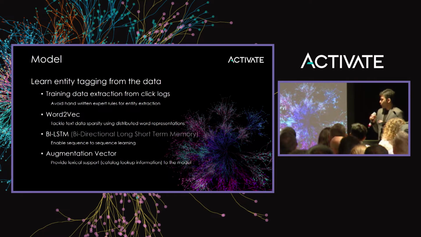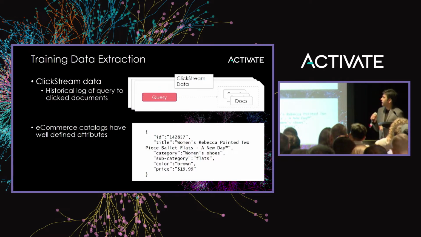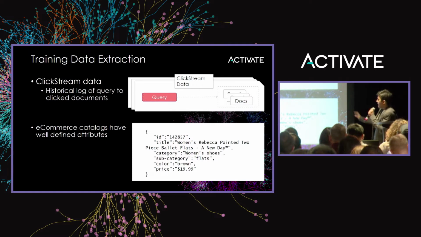This is to provide lexical support to the model based upon the information which is already available in the catalog. I'll get into the details of a few of these things. The first thing being the training data extraction. Typically we have a good amount of clickstream data in e-commerce. By clickstream data, I mean we have a query which a user has performed and the corresponding documents they have clicked. Along with that, we have a rich catalog.